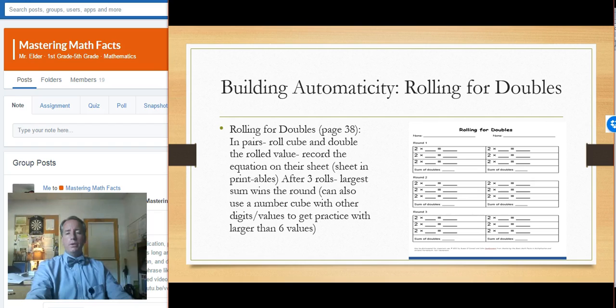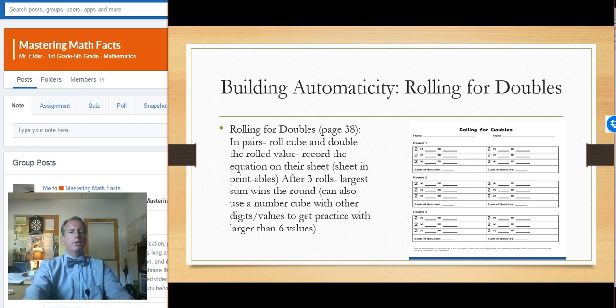So one of the first activities, and again, all these sheets, if you choose the multiplication book, you'll have access to these through the digital download. So rolling for doubles is one. You can see the sheet here. The folks are going to roll their die or their number cube. They double it, and then they record it on their sheet. They roll 3 times, and the largest sum wins. So we get a little addition practice in here too. We can do that multiple times.